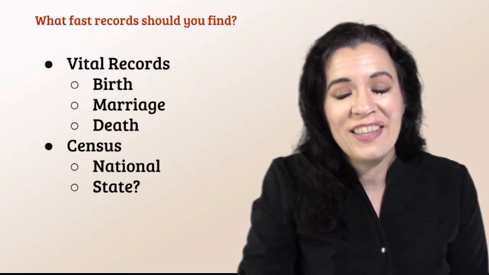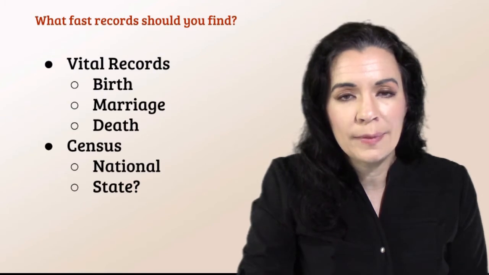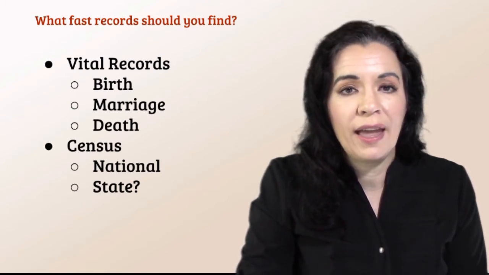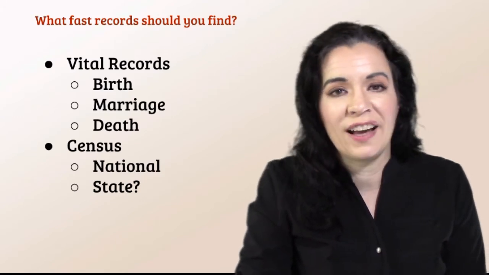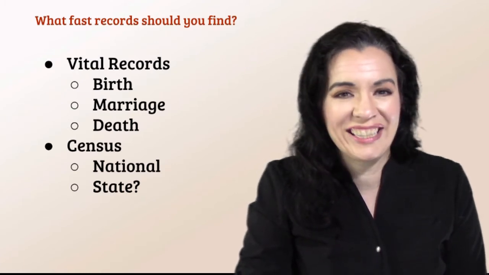And then in the United States, some census records in some states happened at the 5-year mark. So you may have the 1870 census and then find the 1875 state census where your ancestor lived. So be sure to be looking for census records.